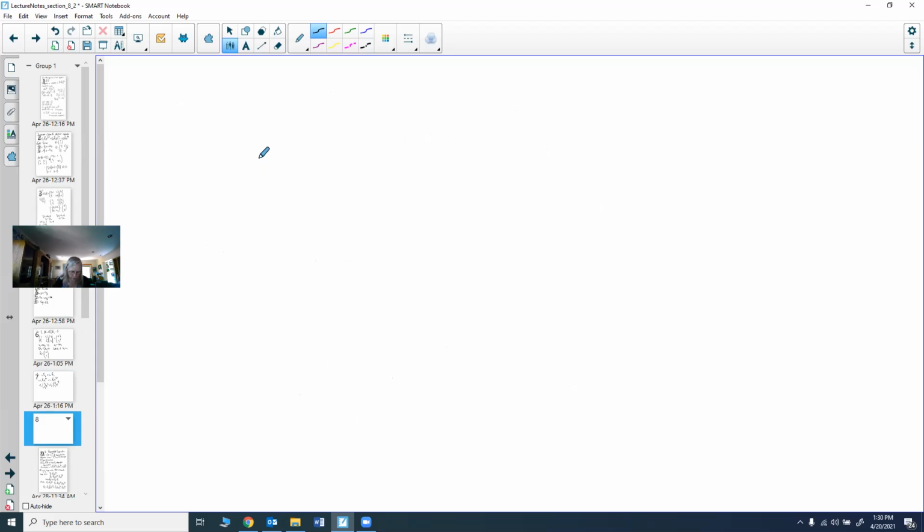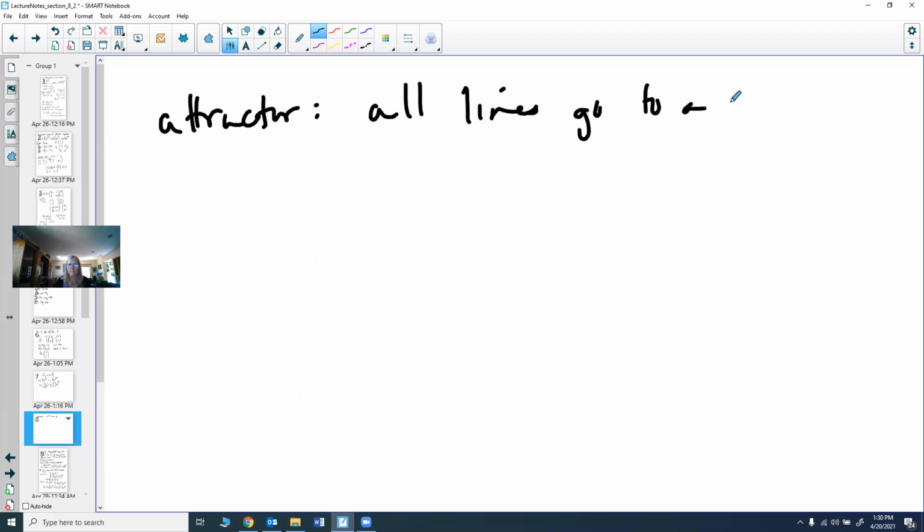All right. I should make the comment, by the way, that if the lines go to a point, we call it an attractor. So all the lines go to a point. And we call it a repeller if the lines go away from the point.